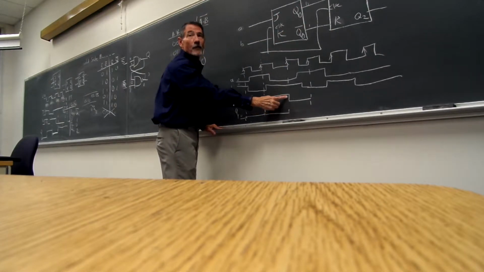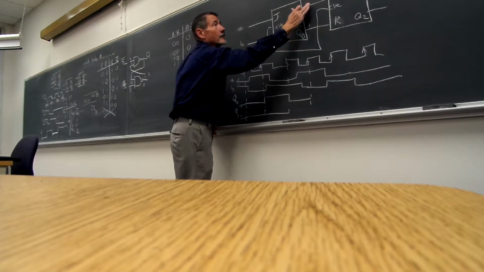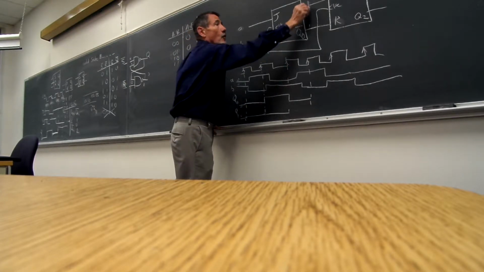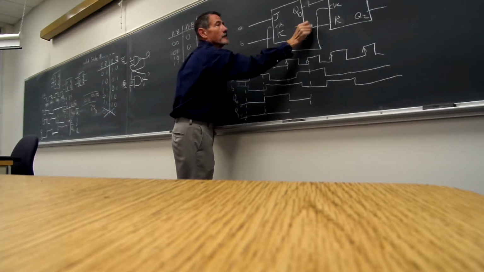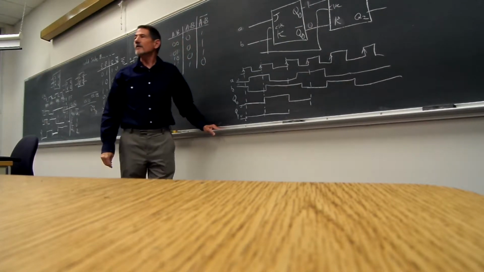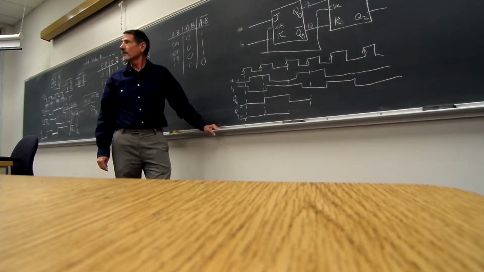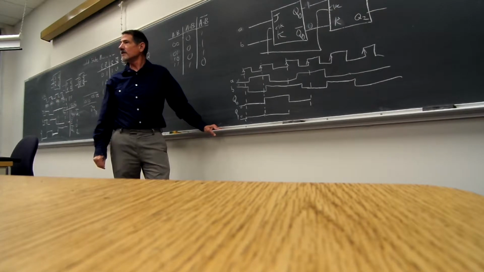What are the inputs on this guy here? Okay, just before the clocking event, this was what? 1. What's this guy? 0. What's it going to do? It's going to go to a 1. It is set, correct?